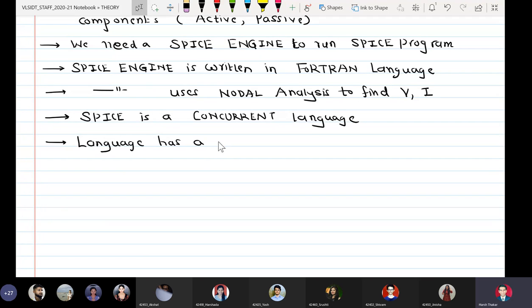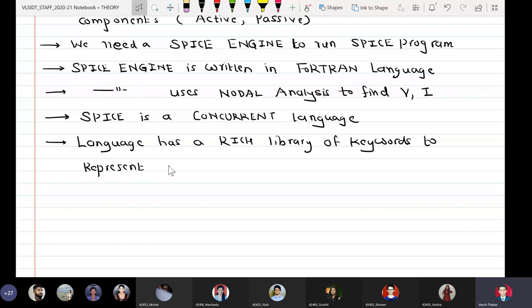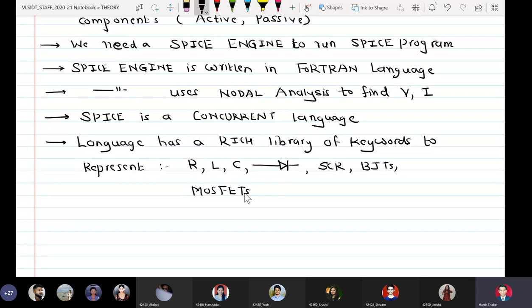The language has a rich library of keywords to represent resistors, inductors, capacitors, diodes, SCRs, BJTs, MOSFETs, and dependent plus independent voltage and current sources.